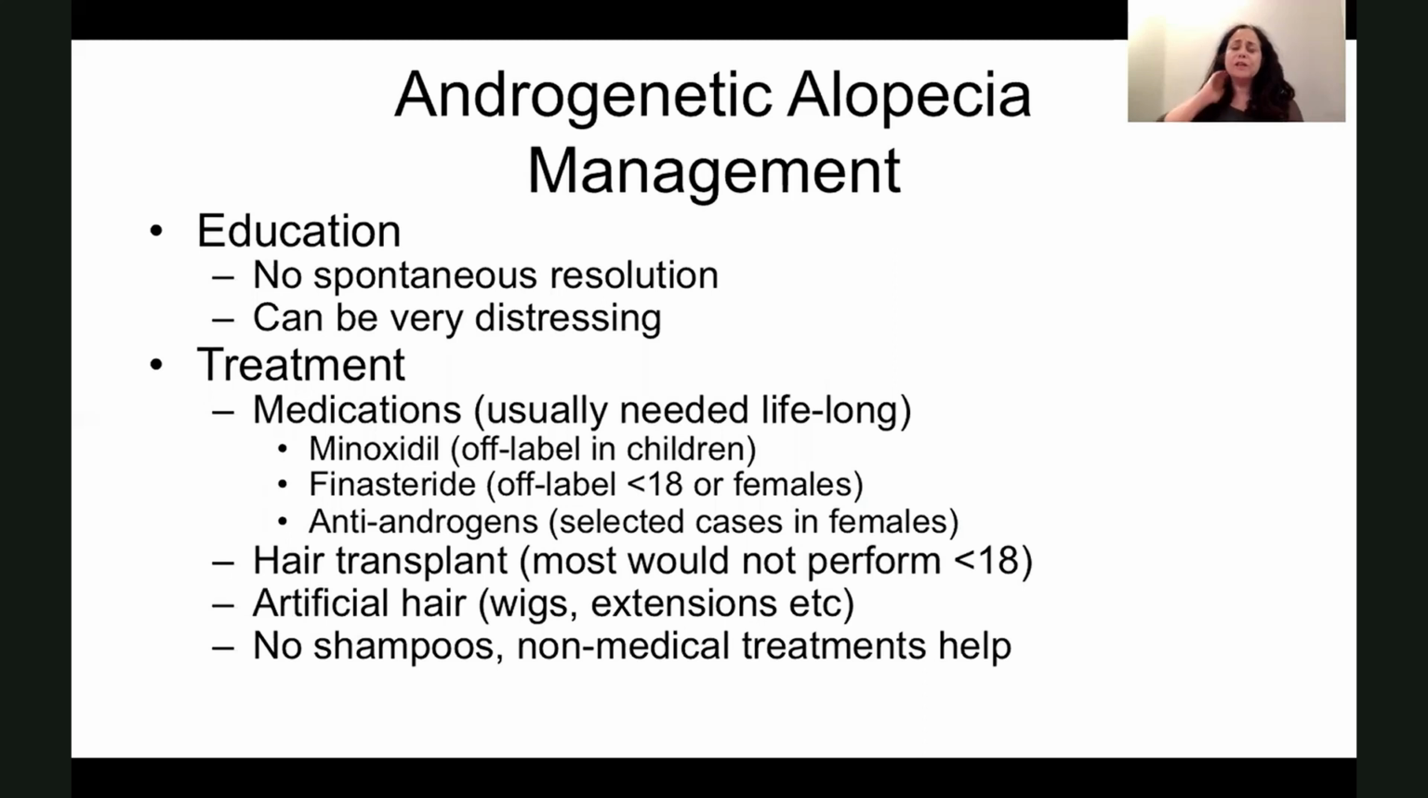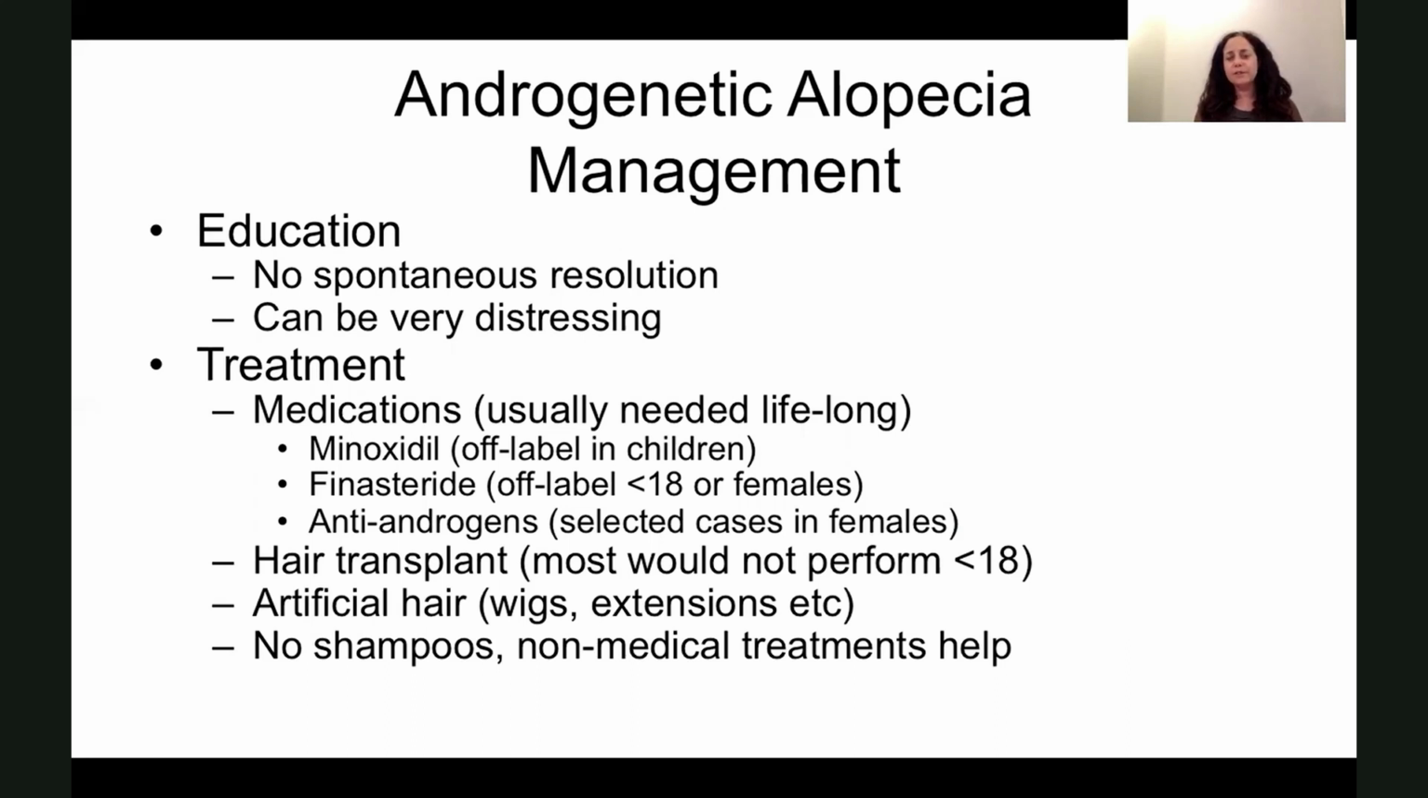In terms of managing androgenetic alopecia, again, education is important, supportive counseling, and helping them to understand that it doesn't usually spontaneously resolve, and this can be very distressing for patients. Treatment can include medications, again, off-label usage of minoxidil. In this case, it's not off-label for the condition, but rather the age. And the same application and side effects as we discussed earlier would apply in this indication.